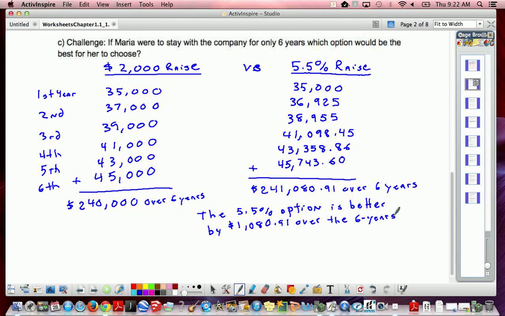And I'm getting that just by looking at and comparing these two. This one here is $1,080.91 more than the $2,000 raise. That completes your homework assignment.